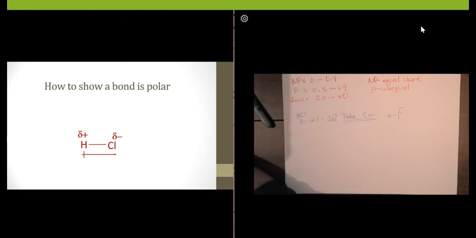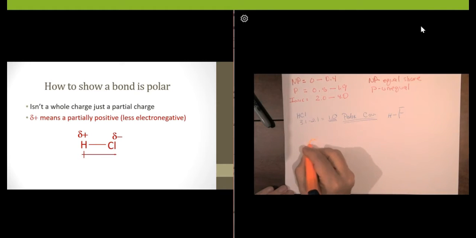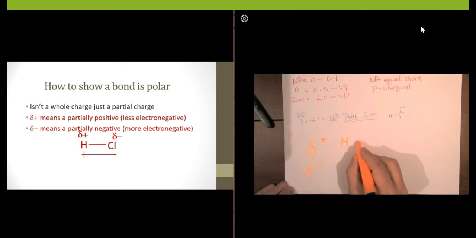Now let's talk about each individual bond. Now we're talking about the actual bond. Is it a whole charge or is it just a partial charge? So this symbol, like I said, means a partial charge, and it means that it's partially positive, so it's less electronegative. So it's more positive. And then, of course, if you have a negative sign, this would be more negative, more electronegative. And again, we're using this example here.